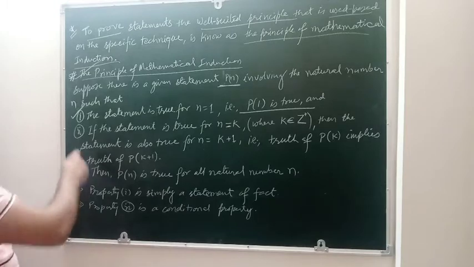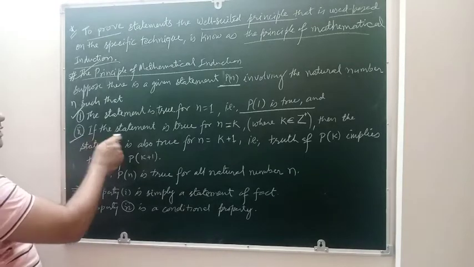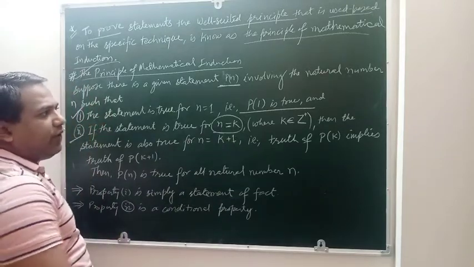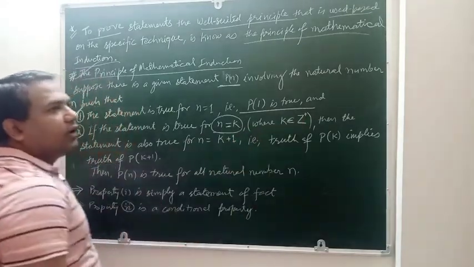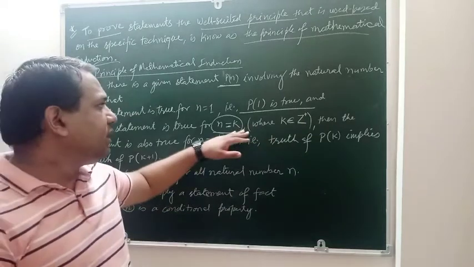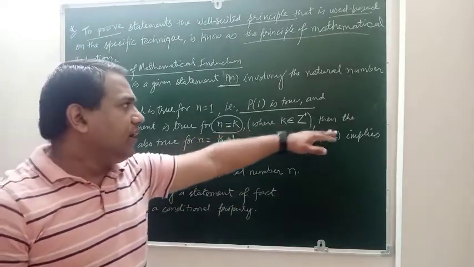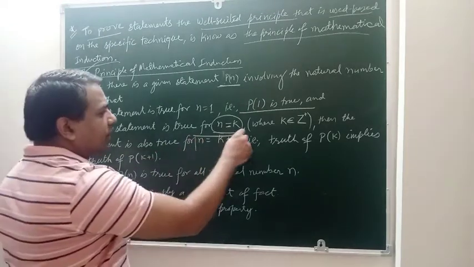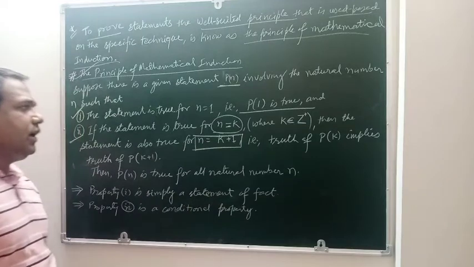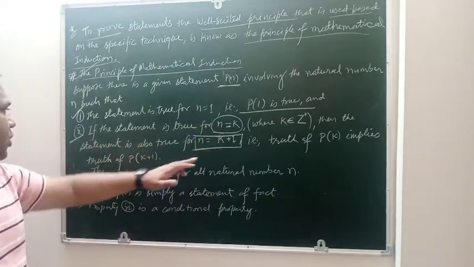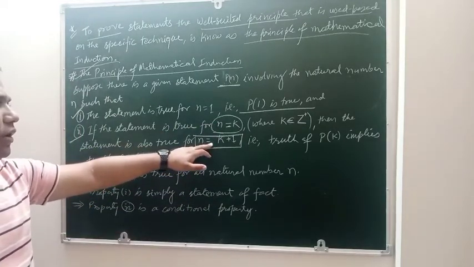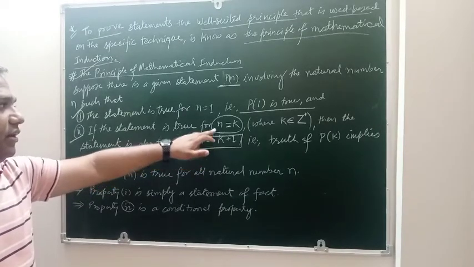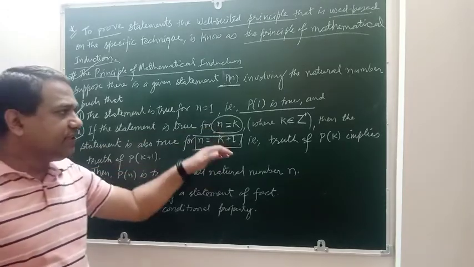And in this statement 2, if the statement is true for n equal to k, where k belongs to positive integers, then the statement is also true for n equal to k plus 1. We have to prove this considering this as true. So this is a working model.